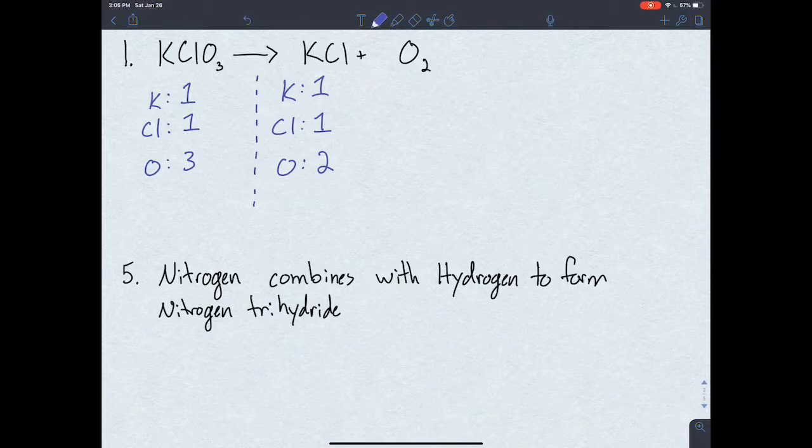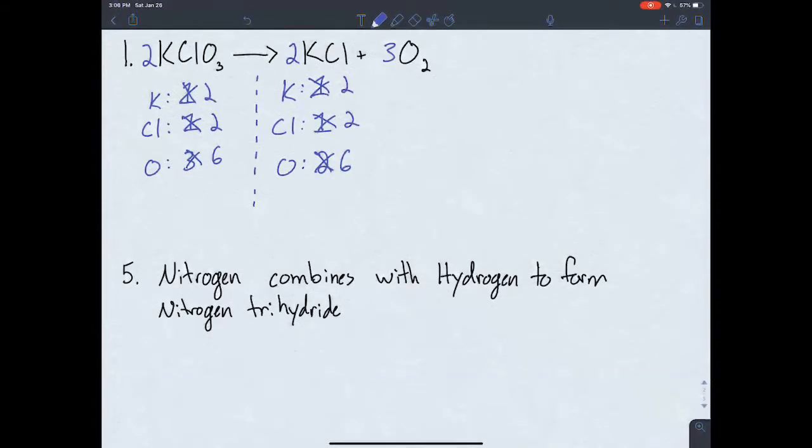So let's start over here. Let's throw a 2 out here. So I put a 2 here, it's going to affect everything in there. My potassium becomes 2, my chlorine becomes 2, and my oxygen becomes 6. Okay, now we come over here. I'm going to put a 3 here to balance my oxygen. So now I have 6 oxygens on both sides. I have 1 chlorine and 1 chlorine on my product side versus 2 of each on my reactant side. So I'm just going to change this to a 2. Now I have 2 and 2.